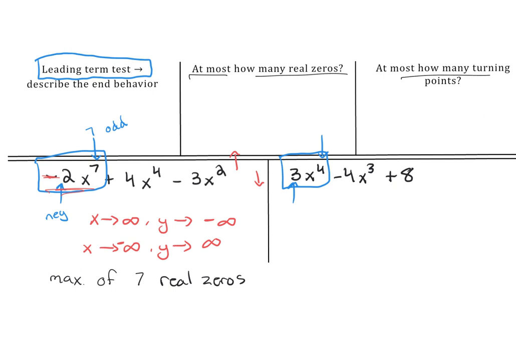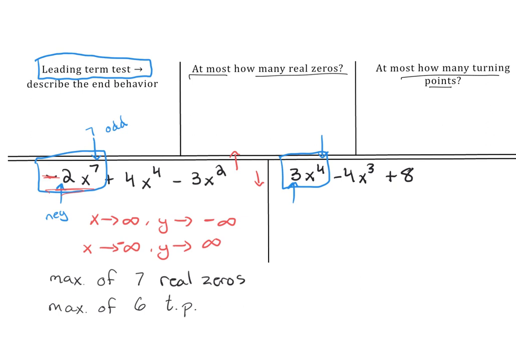And then how many turning points? Turning points are always 1 less than your exponent. So this has a maximum of 1 less, 6 turning points, and I'm going to be lazy and just write TP.